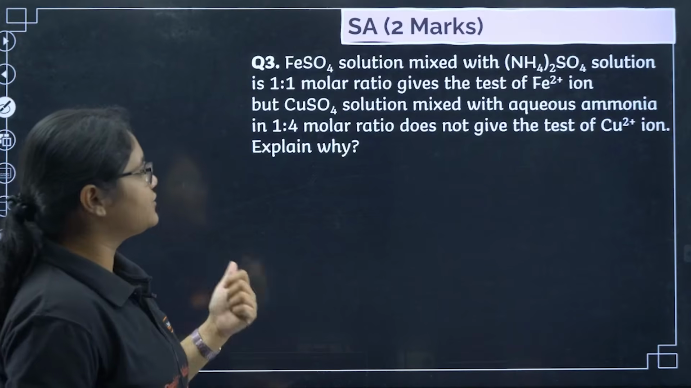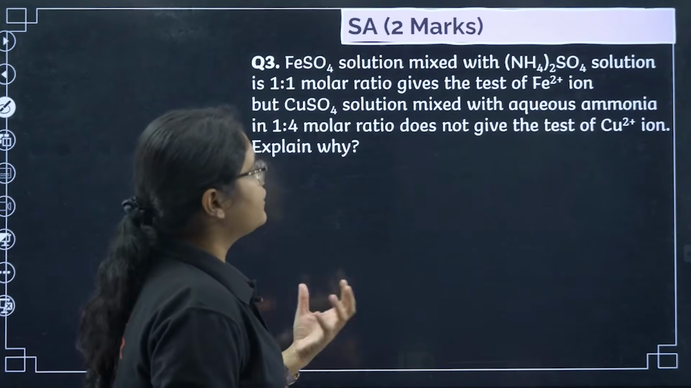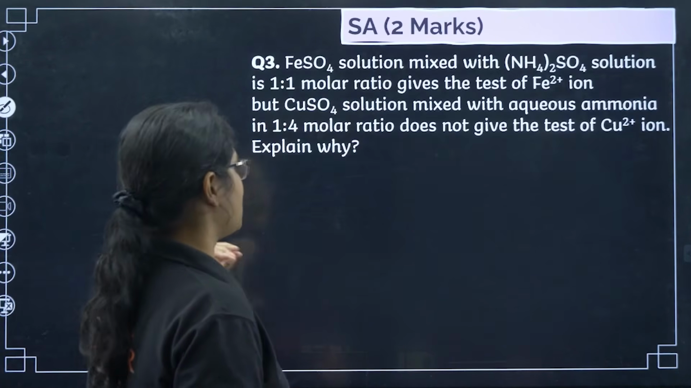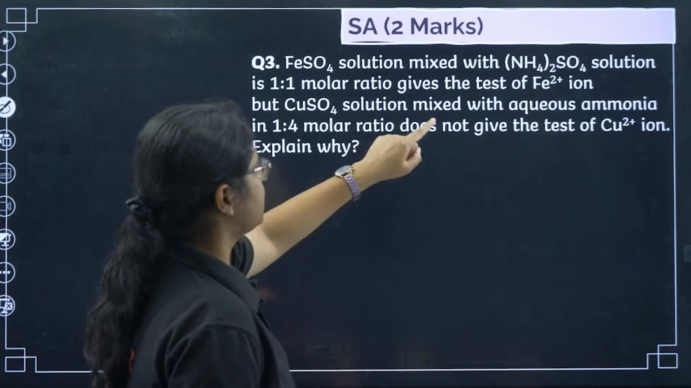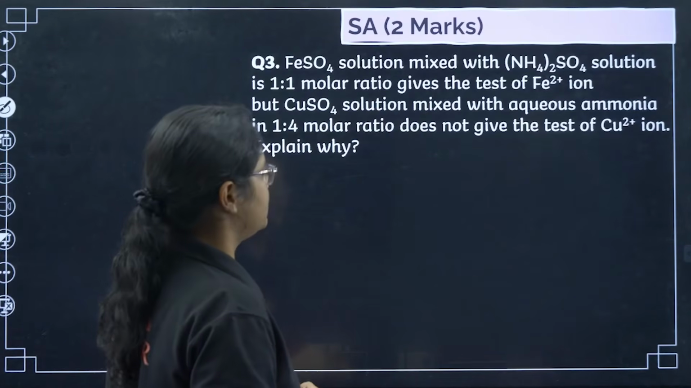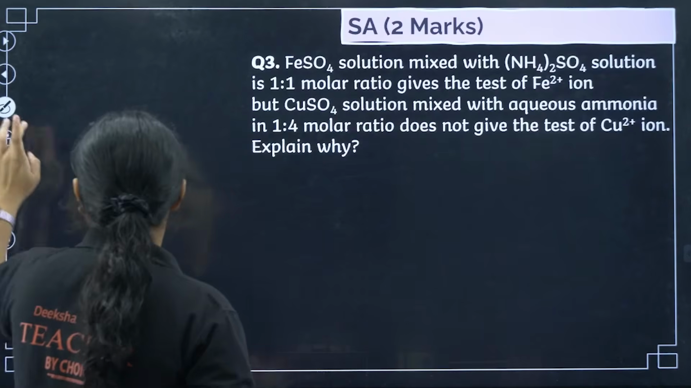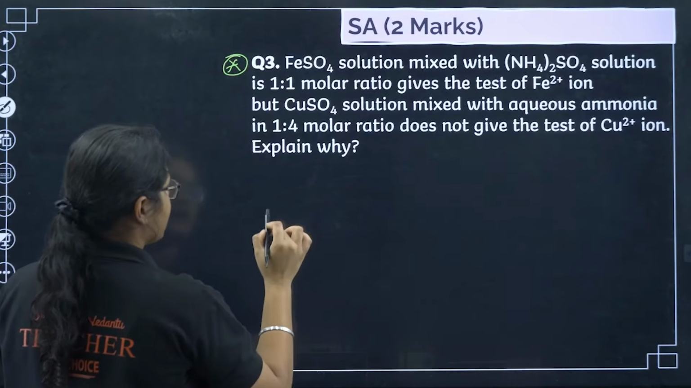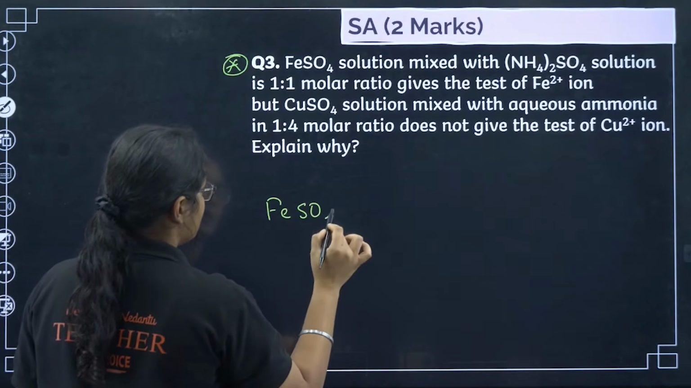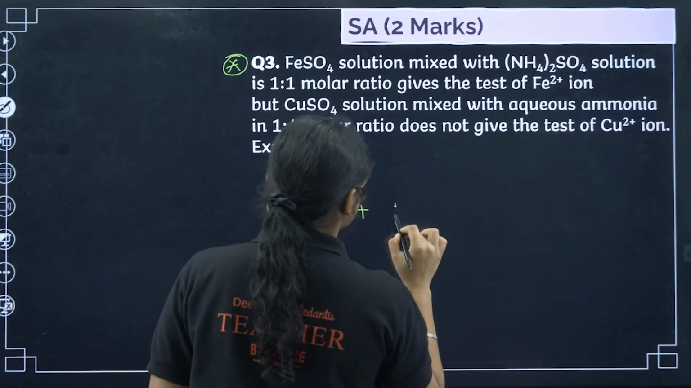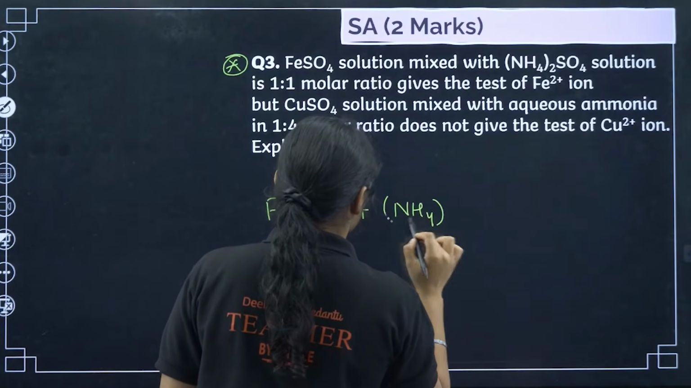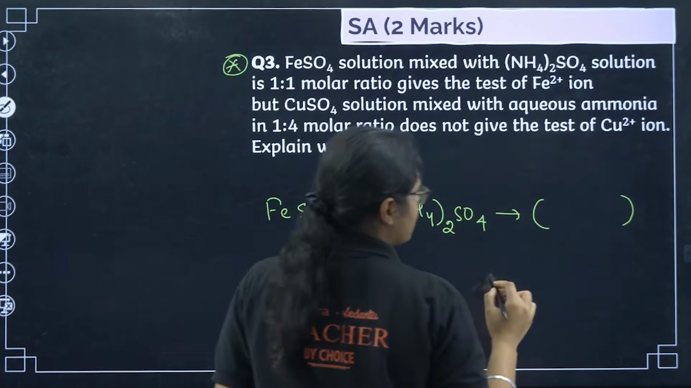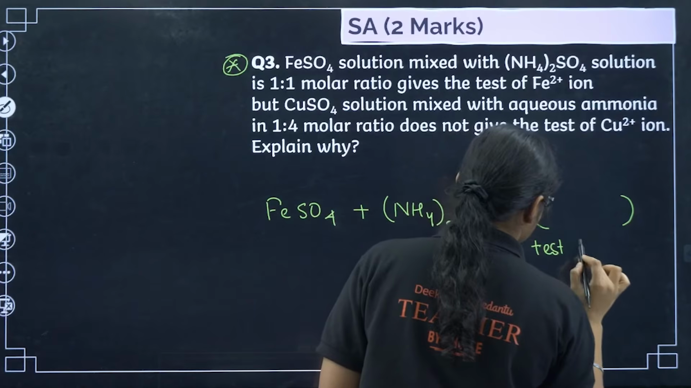Next is FeSO4 solution mixed with ammonium sulfate solution in 1:1 molar ratio gives the test for Fe2+ ion. But copper sulfate solution mixed with aqueous ammonia in 1:4 ratio does not give the test of copper 2+ ion. Explain why. Very good question. Okay, good question this one. So the question is saying that if you take FeSO4, okay, and you mix it with ammonium sulfate, okay, then whatever product is formed, this product gives the test for Fe2+.